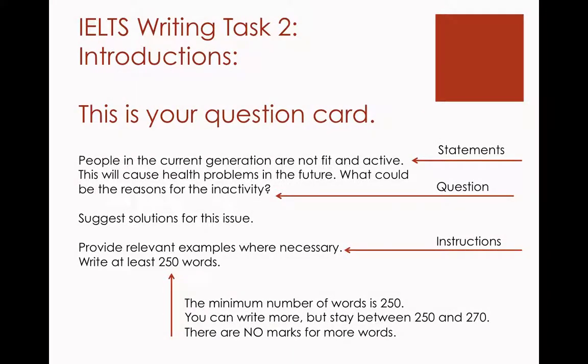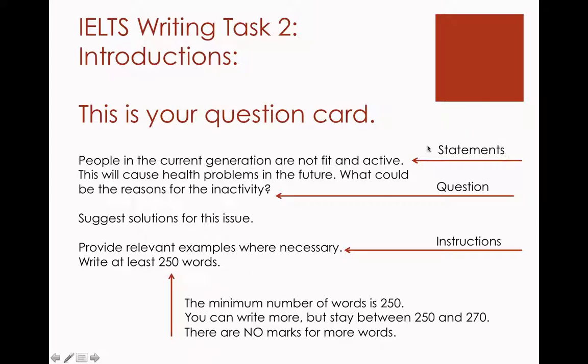So this is your question card. You will get this card at the beginning of your exam. People in the current generation are not fit and active. This will cause health problems in the future. What could be the reasons for the inactivity? Suggest solutions for this issue. Provide relevant examples where necessary. Write at least 250 words.